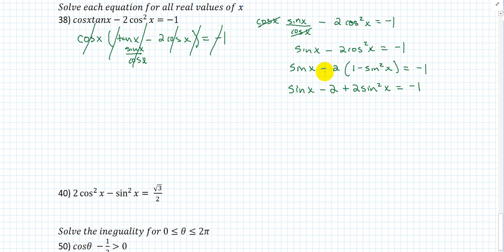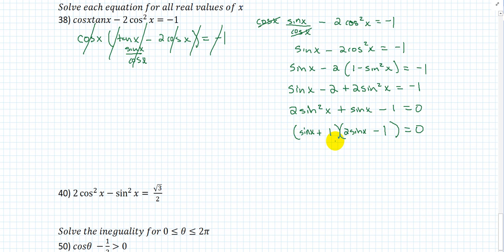Let me double check I distribute it. Negative 2 times 1 is negative 2. Negative 2 times negative sine squared x is positive. Let's get everything on the left side and put it in order. If I add 1 over, this would be minus 1, so equal to 0. I'm going to factor that. To get 1, it's plus 1 minus 1. It's positive, so I want the 2 sine to be here, and this will be sine x.